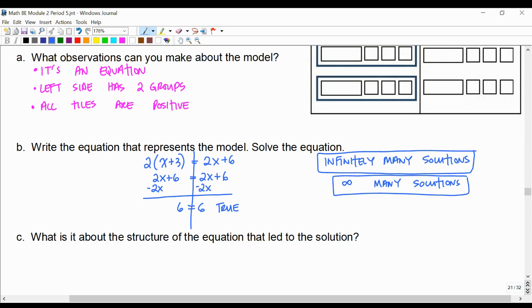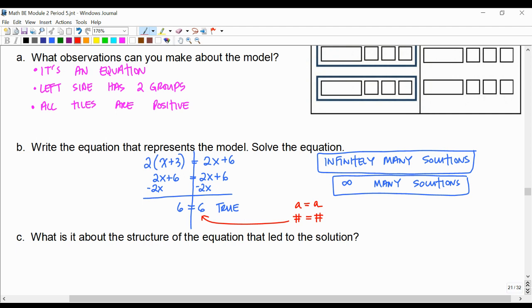Any number we plug in will check out. 6 will work, 5 will work, 4 will work, 3 will work, 2, 1, 0, -1, -2, -3, fractions, decimals, everything will work. And so whenever we get infinitely many solutions, we are looking for 2 numbers to be equal that are in fact equal. So 6 equals 6 or 5 equals 5. And that's going to tell us it's infinitely many solutions. We sometimes call this A equals A.